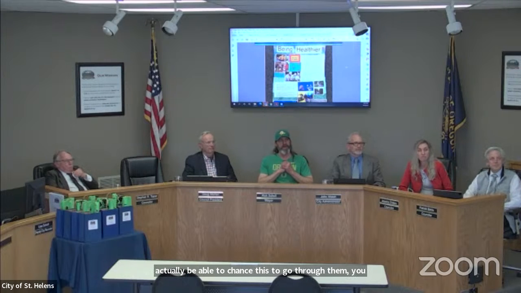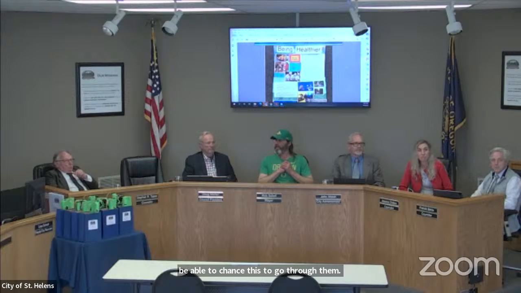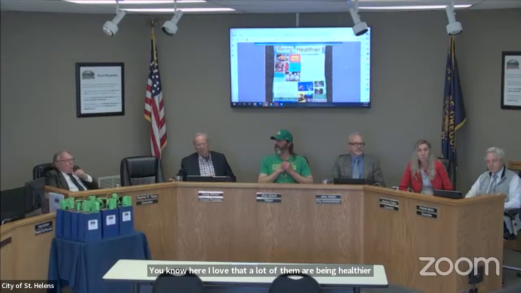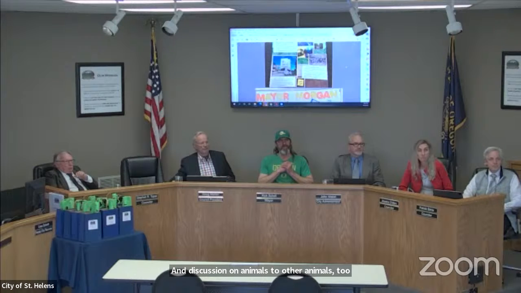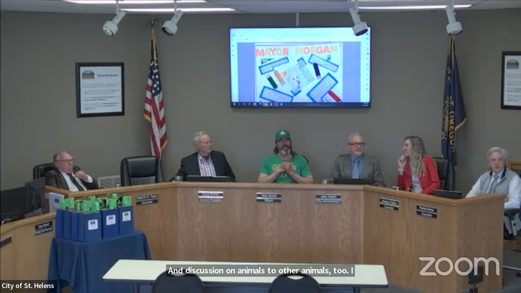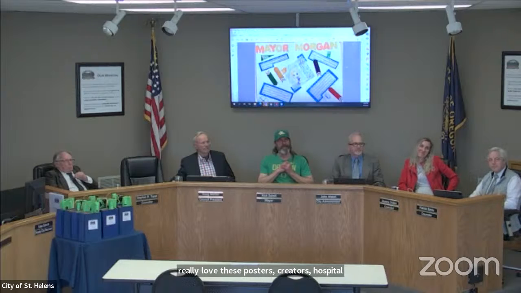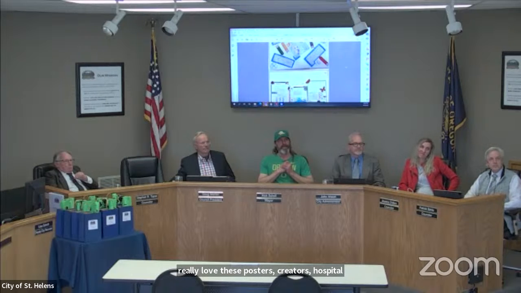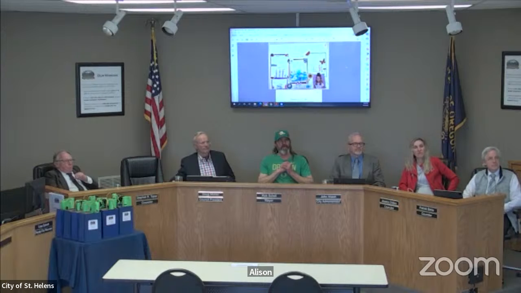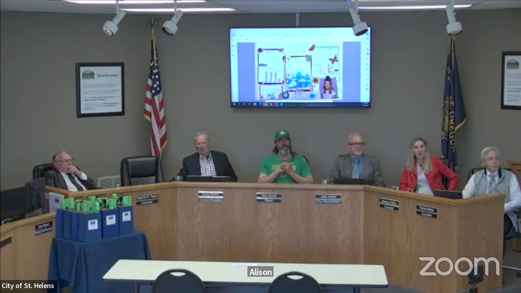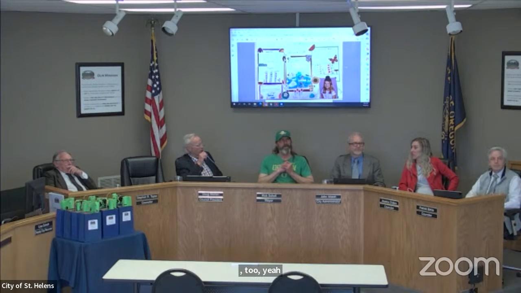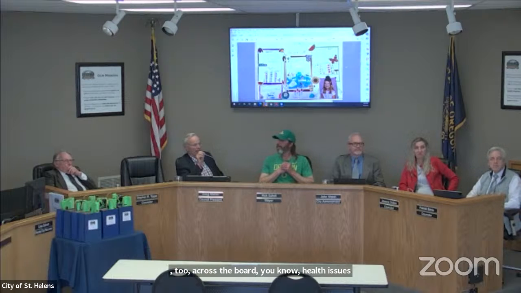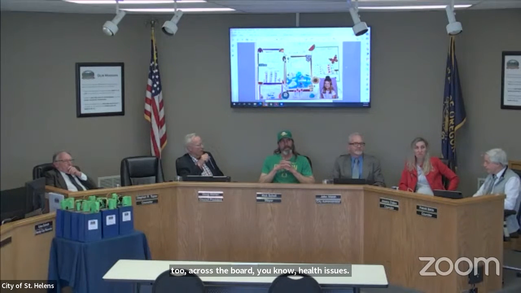I love that a lot of them were about being healthier, and there was discussion on animals too. They love their animals. I really love these posters for the 4th and 5th graders. I absolutely love the artwork too. The free store, community gardens, really great ideas. All extremely good topics. They touched on health issues and quality of life issues, everything, across the board.